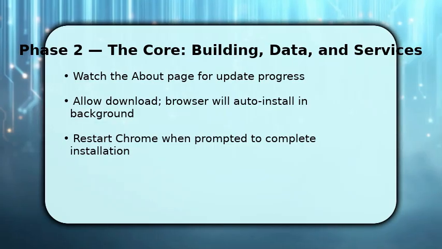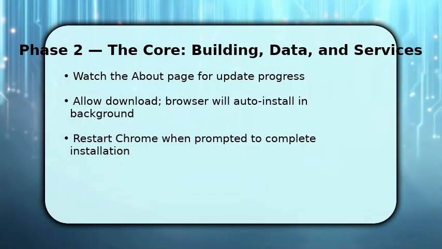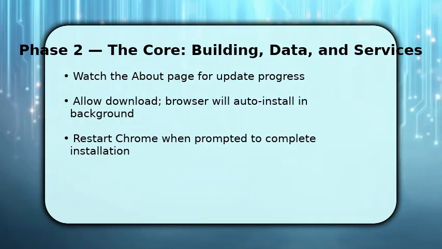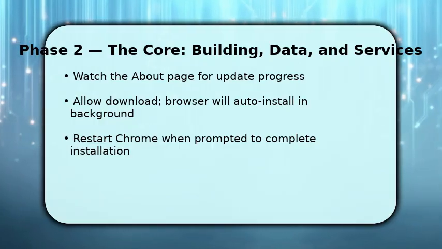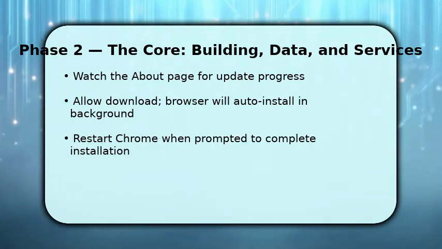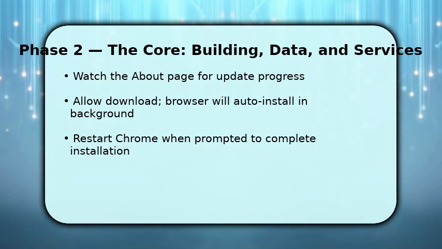After download, Chrome prepares the install. The browser will prompt you to relaunch. Go ahead and click Relaunch. Chrome restarts and applies the update, ensuring extensions and profiles reconnect. If you manage multiple windows, Chrome preserves tabs and restores them after relaunch.